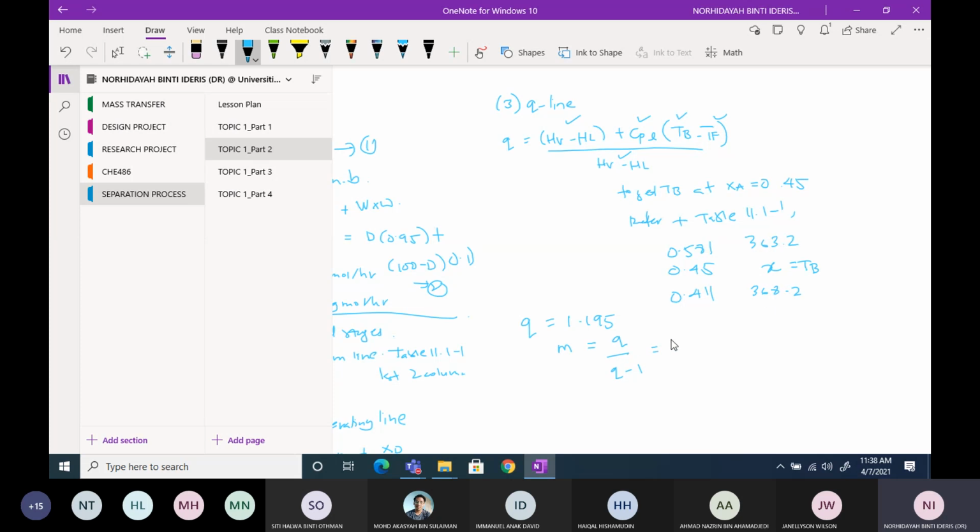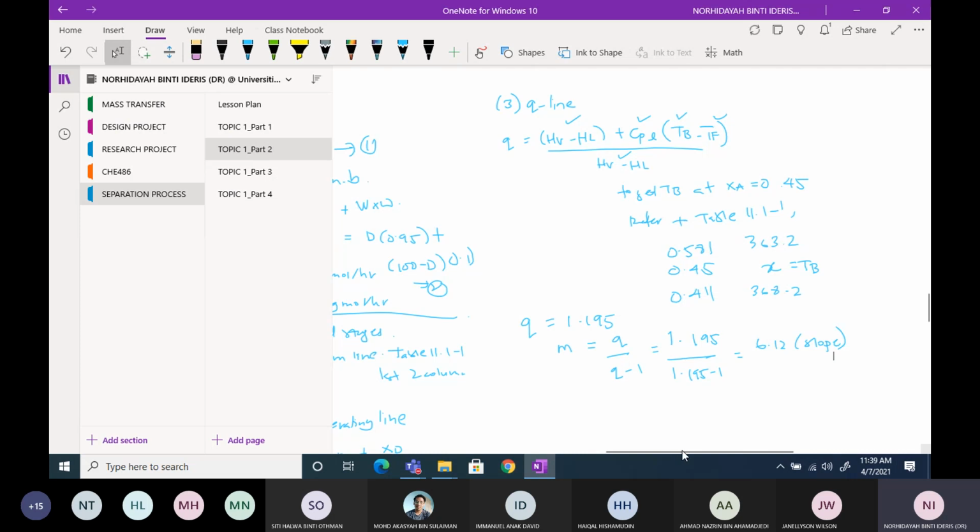Alright, so this Q means 1.195 over 1, so you will get 6.12. So the slope for your Q line is 6.12. So how are you going to draw a Q line on your graph paper?